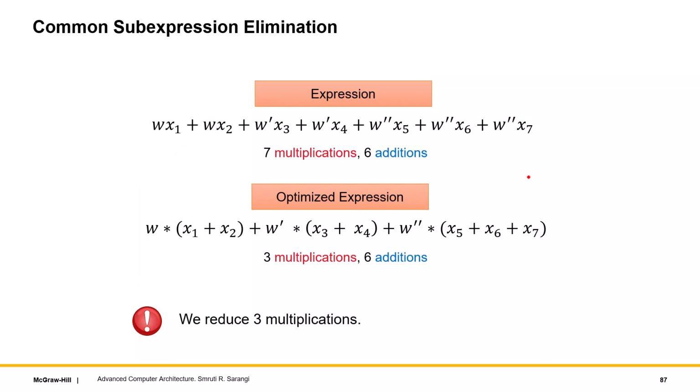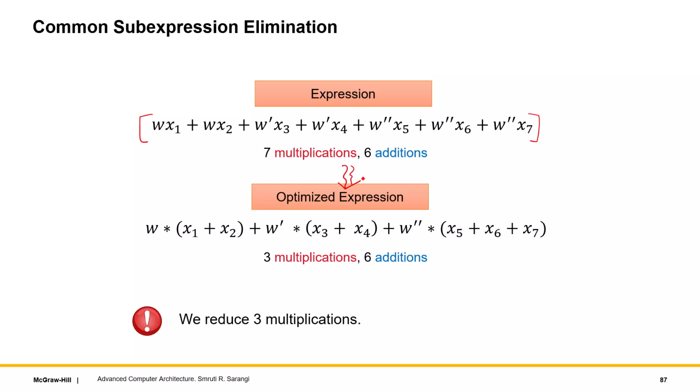So let us look at some of the ways in which a neural network computation is optimized. One of them is common subexpression elimination, which is also a standard compiler technique. Let's assume that a part of the convolution operation looks like this. A naive approach would give us 7 multiplications and 6 additions.